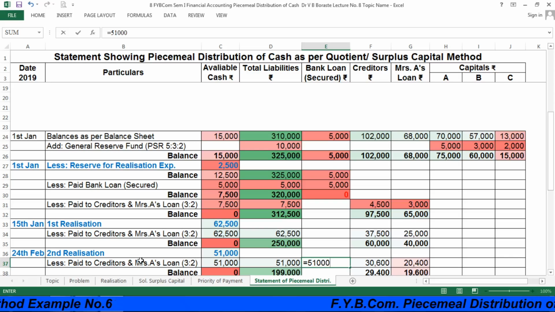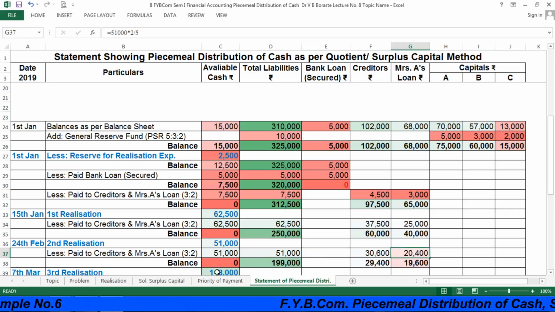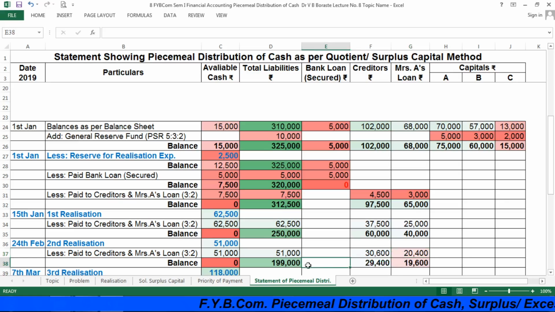Creditors will get 51,000 into 3 divided by 5, so here you can see creditors will get 30,600 and Mrs. A's loan will get 20,400. After the payment of this second realization, we again have a nil amount, that is we don't have any cash. Then we have a liability of 1,99,000, and the balance of creditors and Mrs. A's loan is still payable, that is 29,400 and 19,600. So our cash is nil.